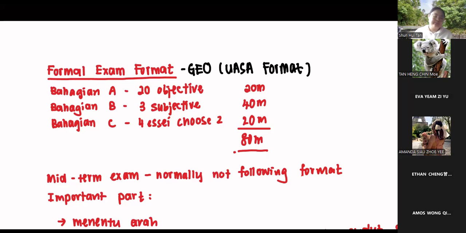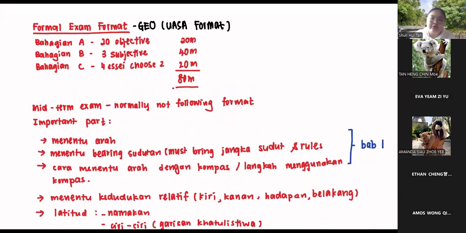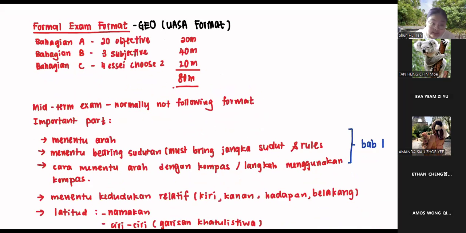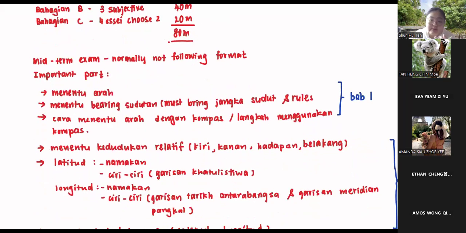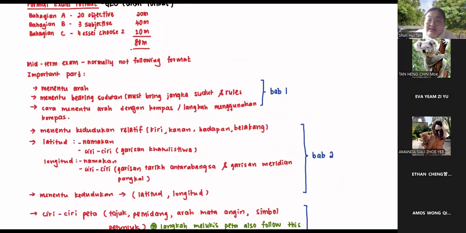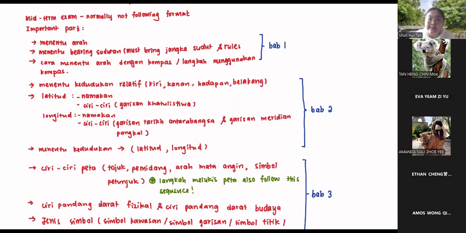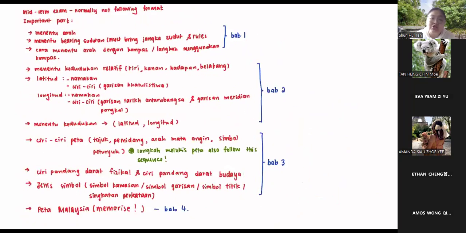Maybe you will wonder why I keep mentioning formal, right? It's because you are Form 1, and this is going to be your first exam in your whole secondary life. Normally your school teachers don't really follow the formal exam format for the first exam, because the chapters you have learned are very few. Hence, normally your midterm exam covers chapter 1, chapter 2, chapter 3, and chapter 4.